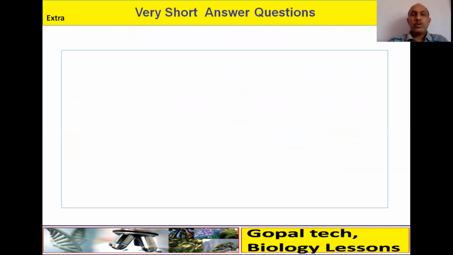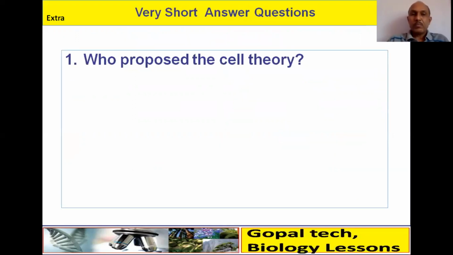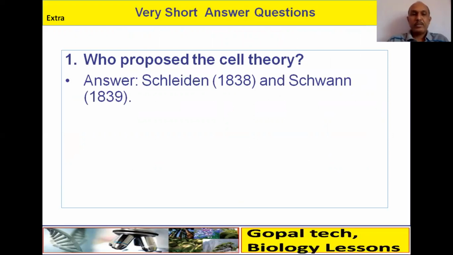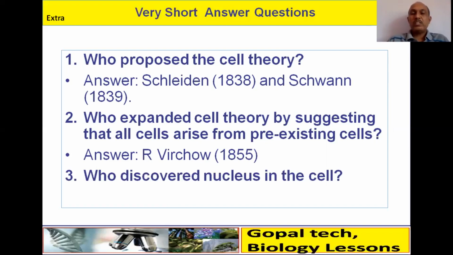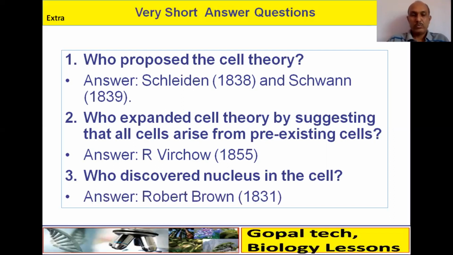एक्स्ट्रा, who proposed the cell theory? Schleiden and Schwann. Who expanded cell theory by suggesting that all cells arise from pre-existing cells? So that is Rudolf Virchow. Who discovered nucleus in the cell? Okay, that is Robert Brown.